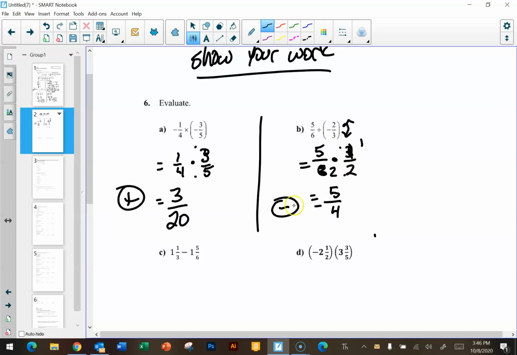But I know that's a negative right there. Make sure you check that. Don't forget it at the end. This is an improper fraction, so how many times does 4 fit into 5? It fits in 1 time, and then there's 1 left over, so -1 1/4.